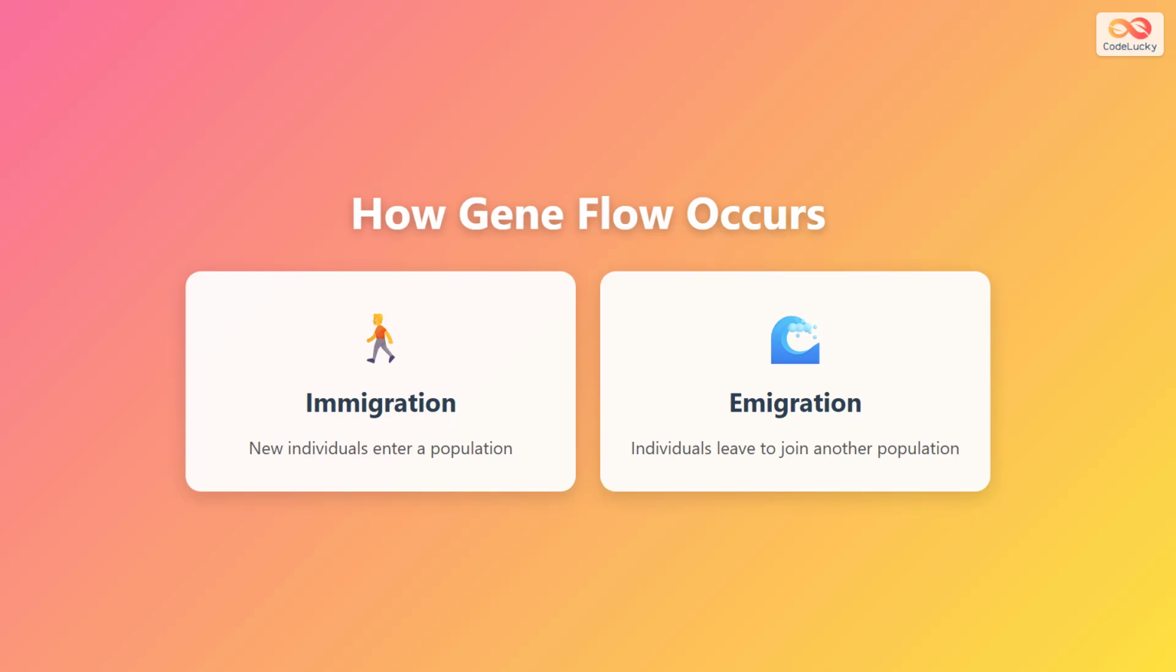Gene flow happens through two main processes, immigration and emigration. Immigration occurs when new individuals enter a population from elsewhere. These incoming organisms bring their unique alleles with them, adding genetic diversity to the group they join. Emigration is the opposite process, where individuals leave their original population to join another. Both processes result in the same outcome. Alleles are transferred between populations, changing the genetic makeup of both the source and destination groups.